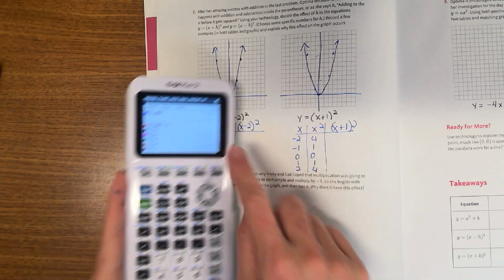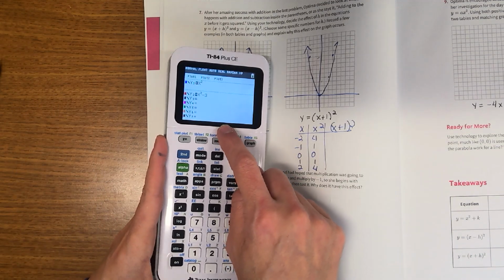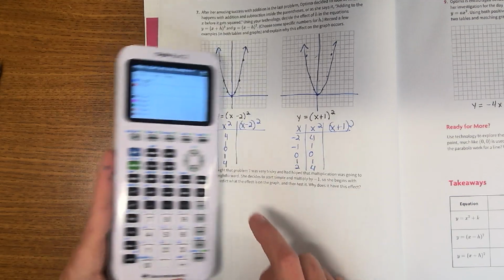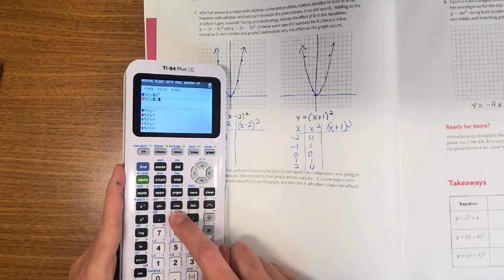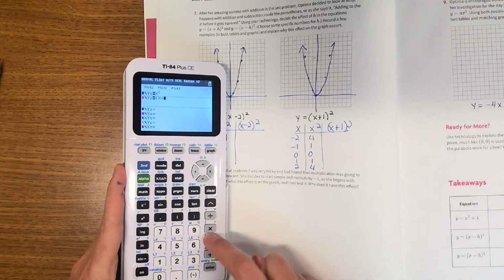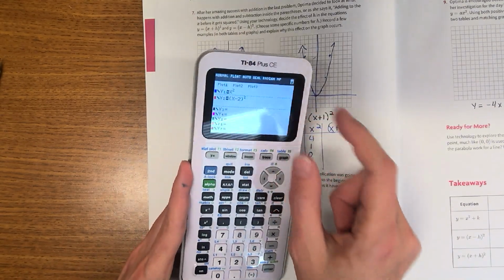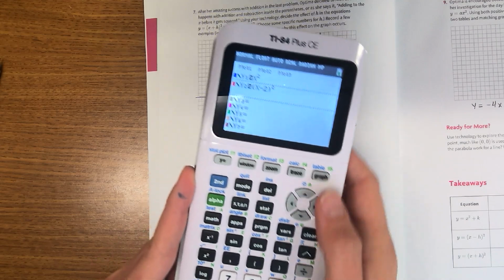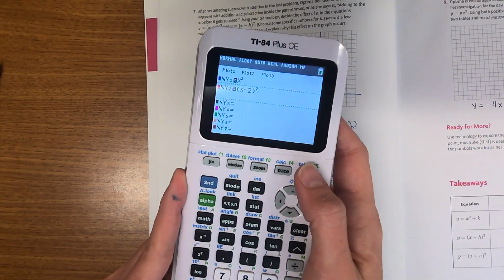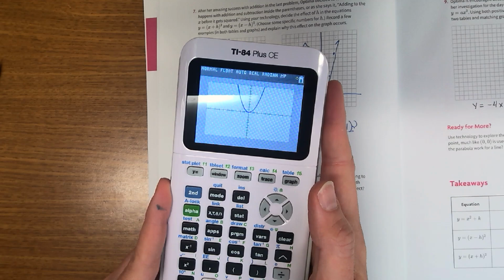Let's go to y equals. We've got our base equation in there, y equals x squared. And then down here, I'm just going to clear this out so I can get it in there accurately. So parenthesis x minus 2, and then I'm going to square that. So this is the equation that I'm going to be graphing for that part. Okay, let's check it out and see what happens on our graph. There's the first one. We're familiar with that.